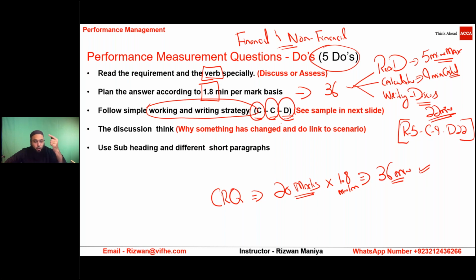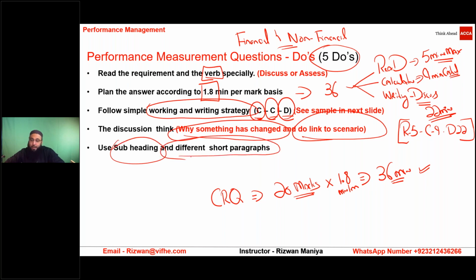Calculation, comment, good or bad, discussion, directly linked with the scenario or the indirect connections between the ratios. I've already mentioned this. The discussion says why something has changed and do link with the scenario. I did mention that, direct and indirect. Use subheadings and different short paragraphs. Subheadings and different short paragraphs for your drafting purpose.